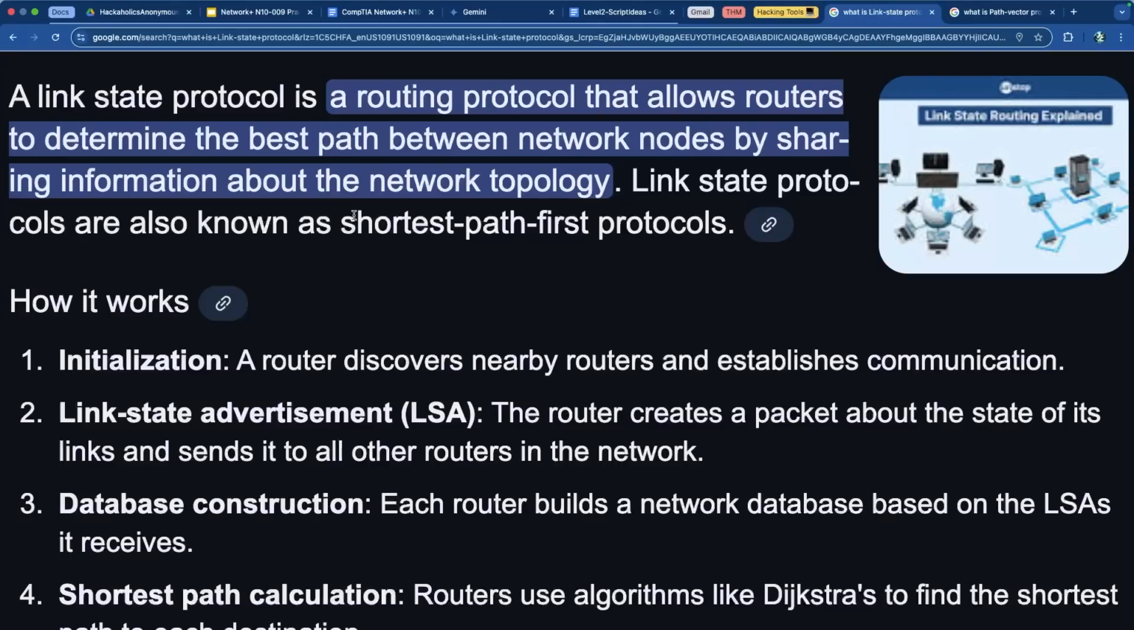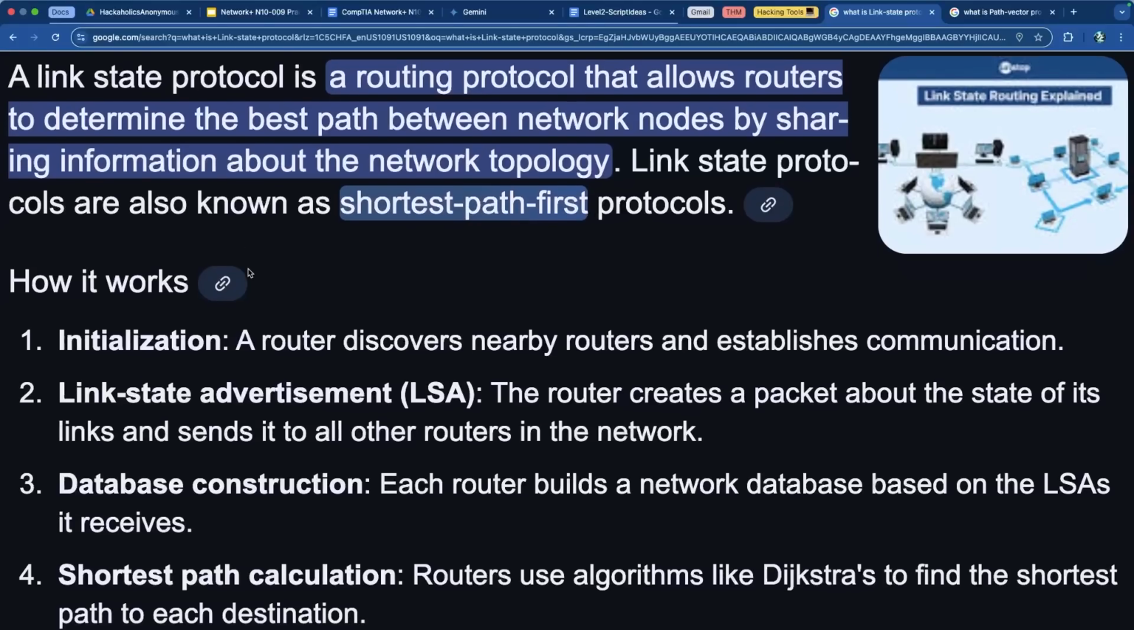Now I want to give you a little more information about the link state and the path vector protocols. The link state protocol is a routing protocol that allows routers to determine the best path between network nodes by sharing information about the network topology. This is also known as the shortest path first protocol. We've already talked about this.